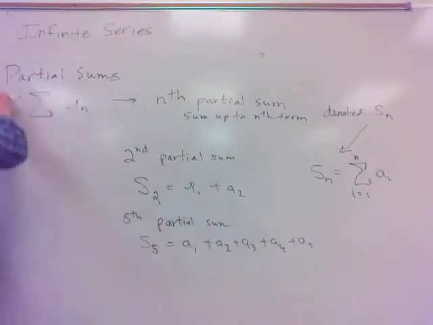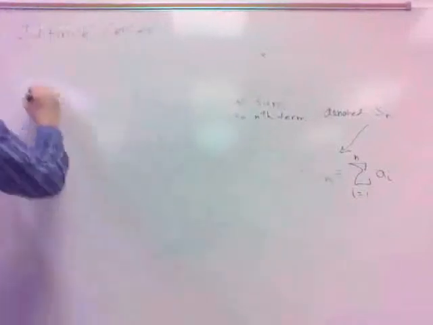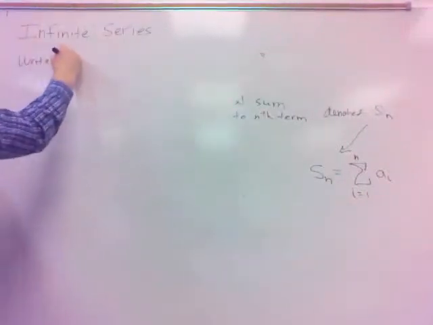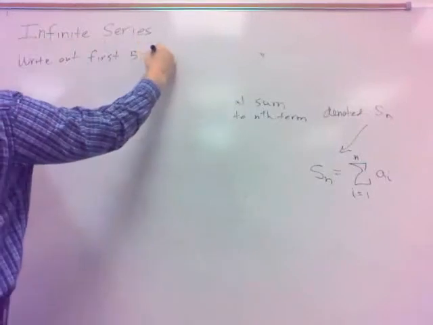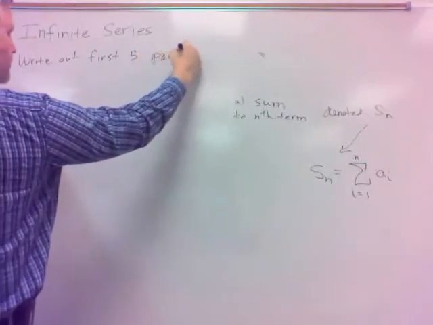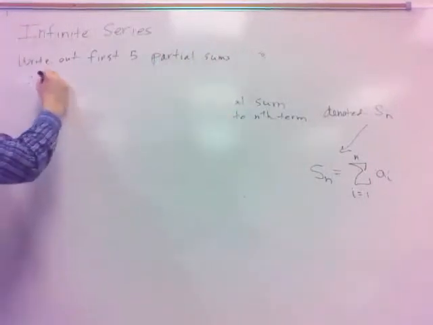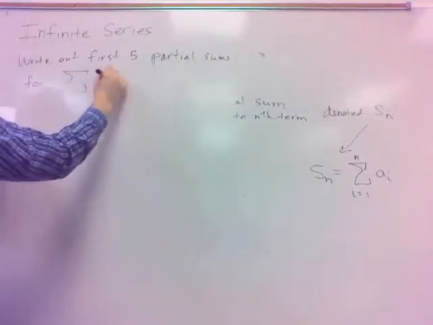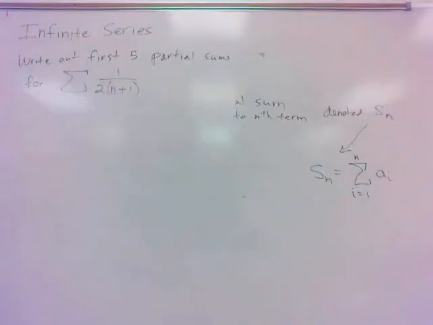All right. So let's do some for a particular one. Write out the first 5 partial sums for the series, the sum of 1 over 2 times n plus 1 in the denominator. I'll write out the first 5 partial sums: S1, S2, S3, S4, S5.